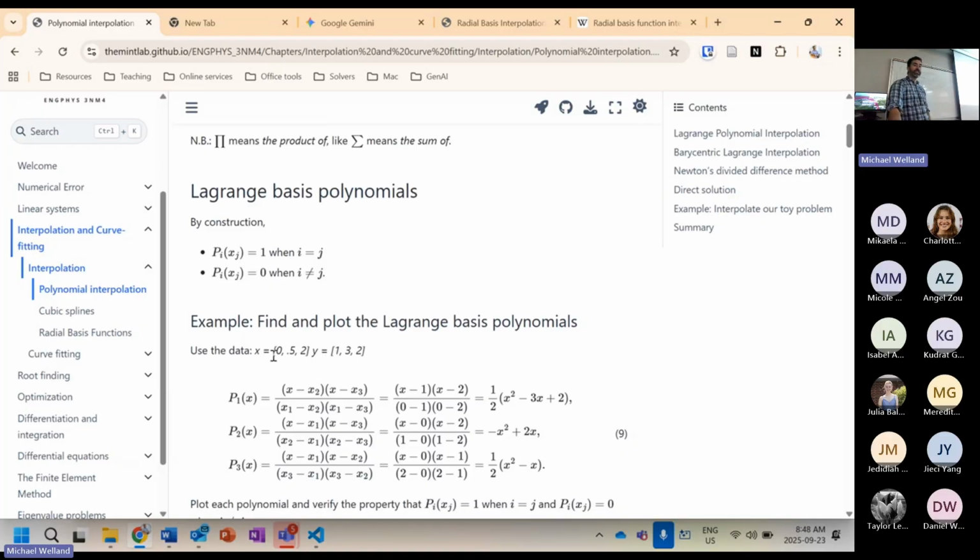So by way of example, let's get some data. 3 data points, 0, 0.5, and 2, right? And we've got the y values 1, 3, 2. So what would that look like?